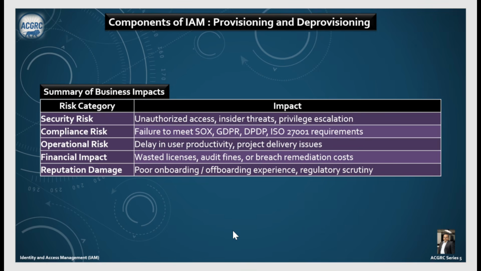In summary, from a security risk perspective, the impact is unauthorized access, insider threat, and privilege escalation. Failure to meet SOX, GDPR, DPDP, or ISO 27001 requirements is a compliance risk. Delay in user productivity and project delivery issues are an operational risk. Wasted licenses, audit fines, or breach remediation costs are a financial impact. Poor onboarding and offboarding experience or regulatory scrutiny is reputational damage. So these are the impacts from a provisioning and deprovisioning perspective.